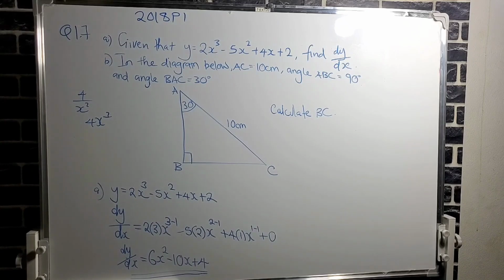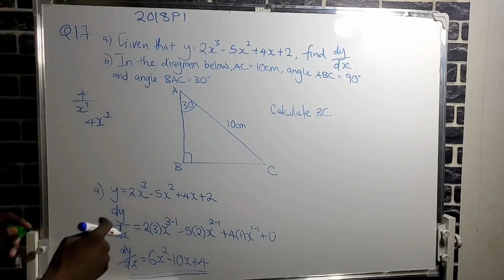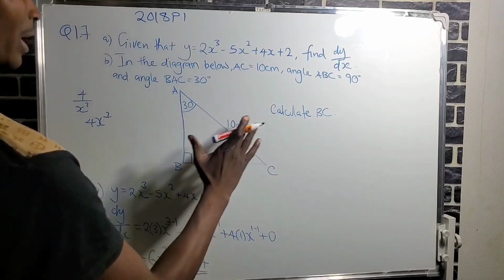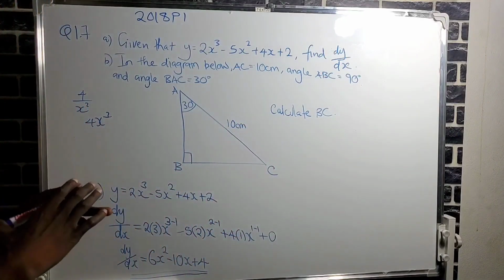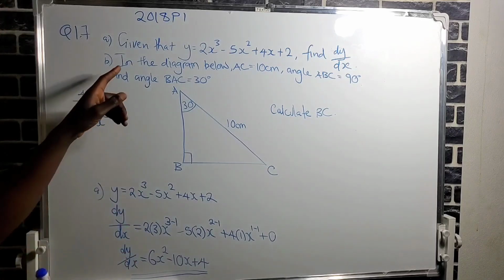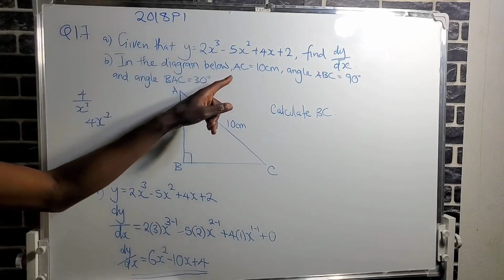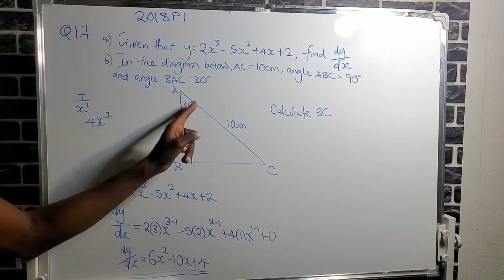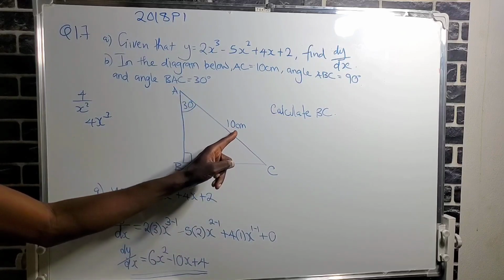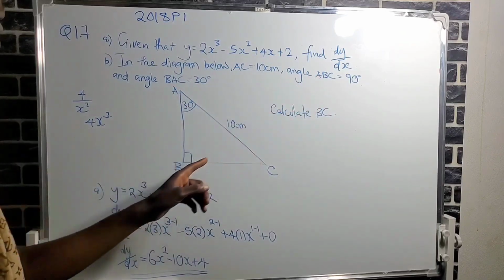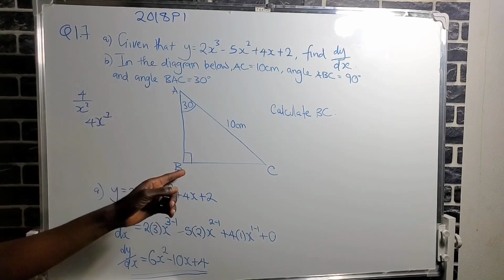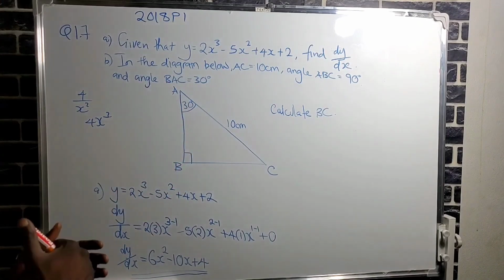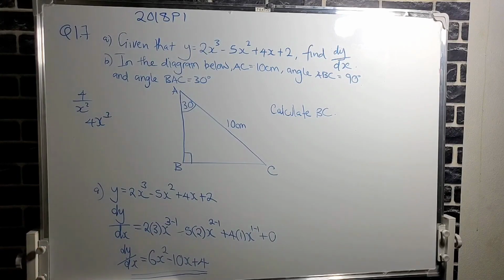Let's go to question B. Here we are asked to calculate, and this is trigonometry, an introduction to trigonometry by the way. They say in the diagram below, AC is 10 centimeters, angle ABC, which is B here, is 90 degrees, and angle BAC is 30 degrees. Calculate BC.